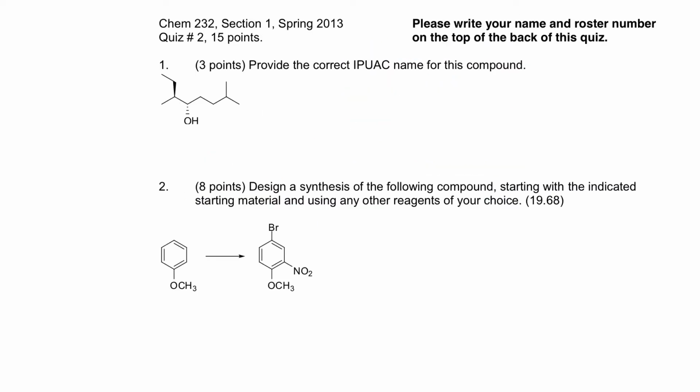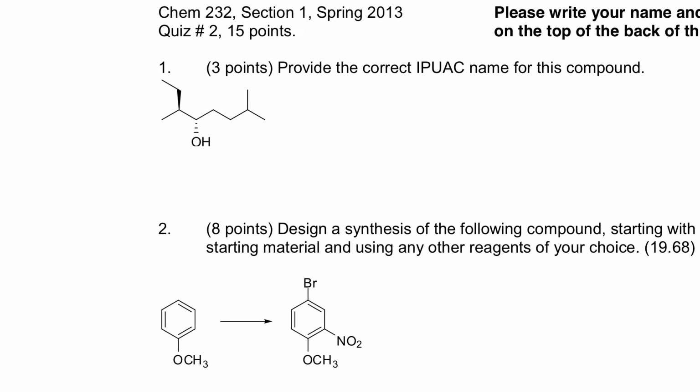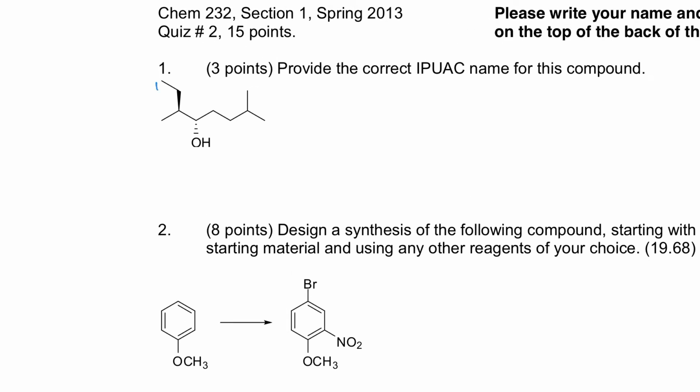The key for quiz 2, we're asked to provide the correct IUPAC name for this compound. We'll start numbering nearest the OH. We'll end up with a 4 for our OH group. We also have a methyl group on number 3 and 7. So 3,7-dimethyl. I have 8 carbons, so I have octanol. And I have 4-octanol.